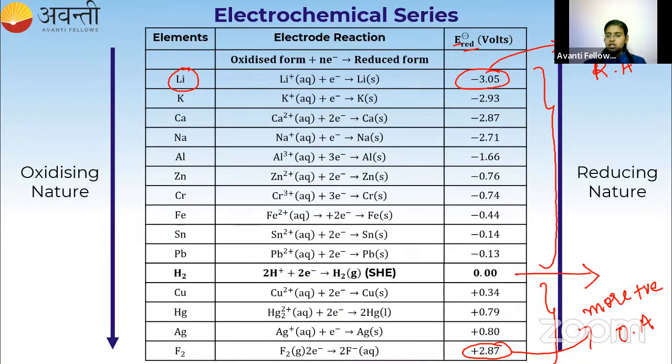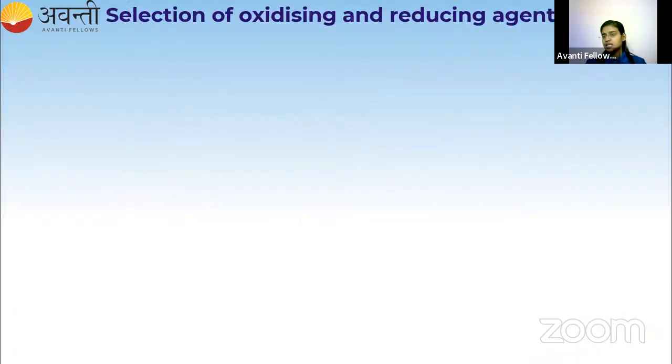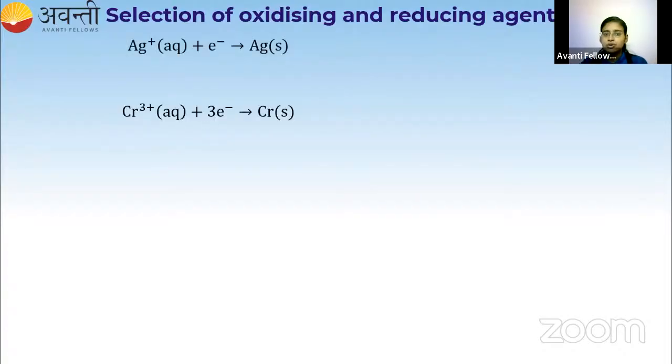Now let's discuss something related to oxidizing and reducing agents. We are going to study how to select an oxidizing agent and how to select a reducing agent. I'm going to take 2 reactions for you. One is with silver plus and the other one is with chromium 3 plus. Both of them are gaining electrons. Silver is gaining 1 electron and getting converted to Ag, and chromium 3 plus is gaining 3 electrons and getting converted to chromium.